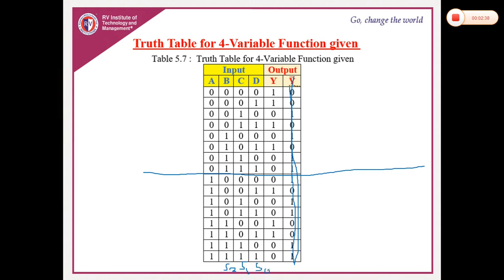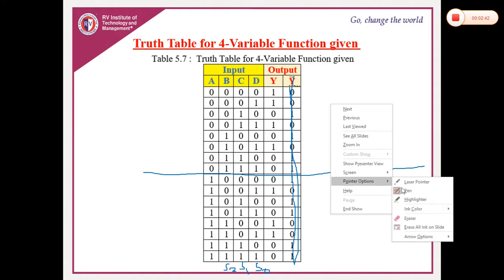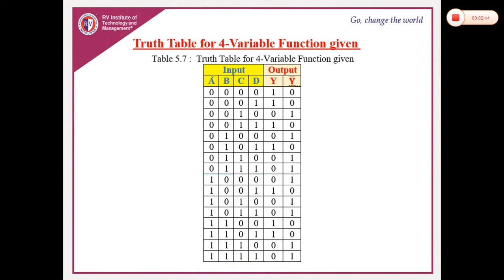But the only part that is left out is the A input. So I'll just concentrate on the A input now, followed by the Y output. I'll divide this entire table into two important things: the A input and the Y output.